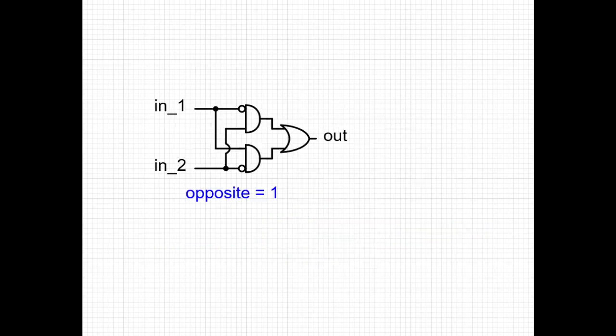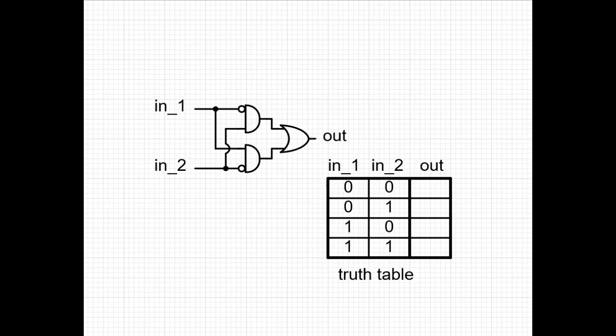Here's a gate combination that's active only when the inputs are opposite of each other. To understand this, we'll look at all the combinations of the inputs. This is a common method of analyzing gate operation, and we call it a truth table.